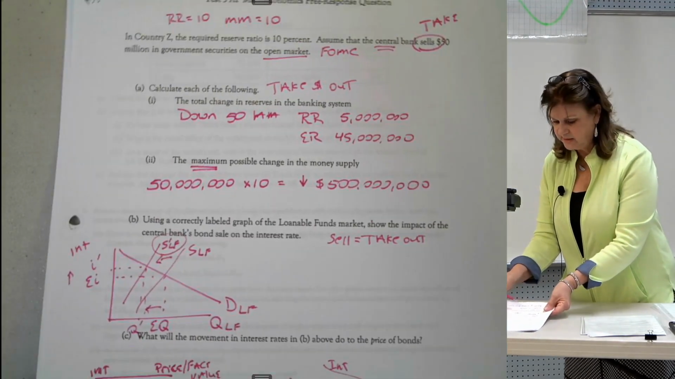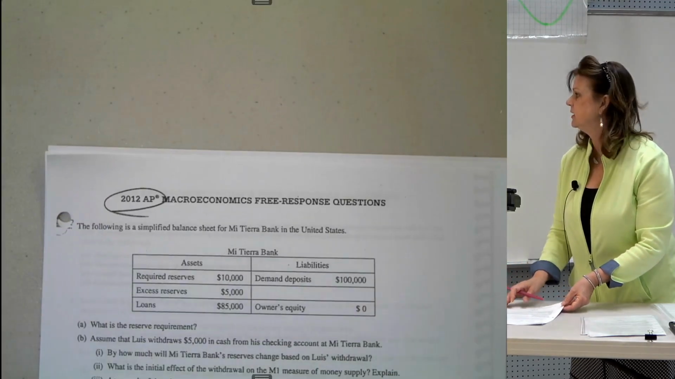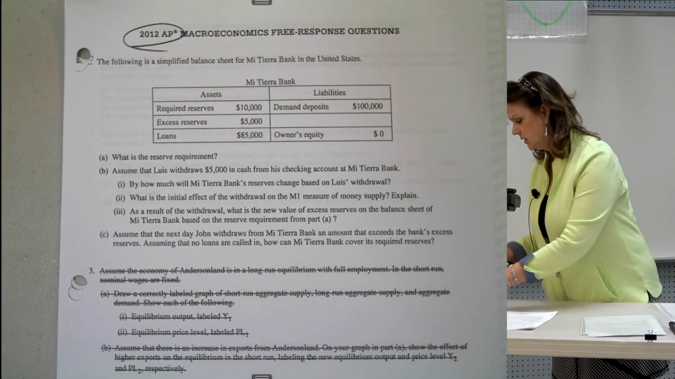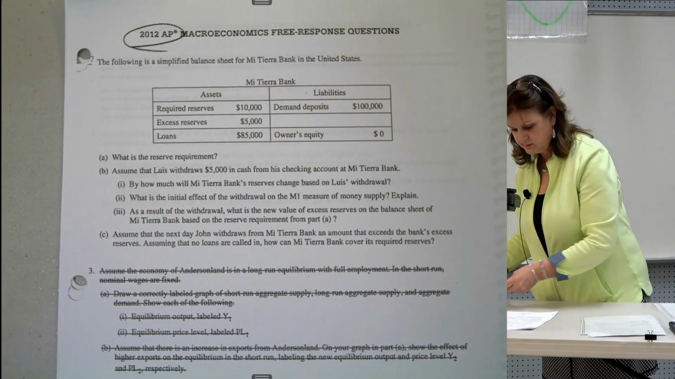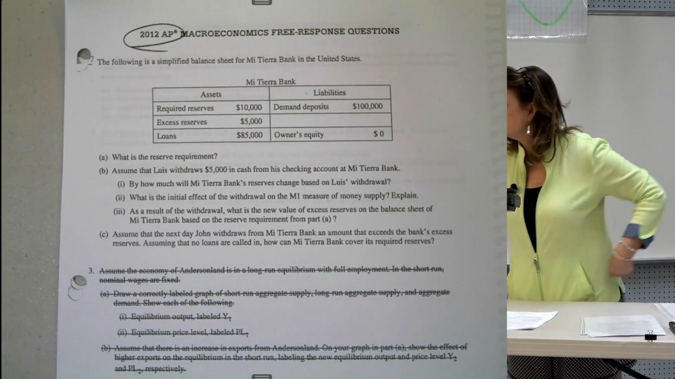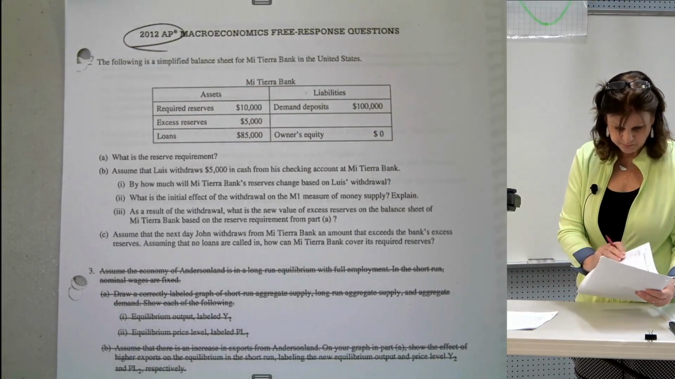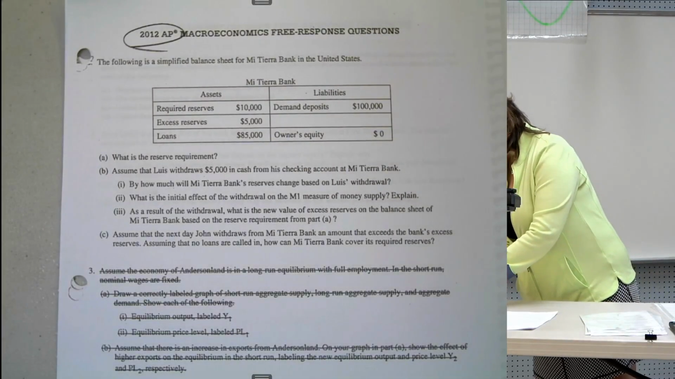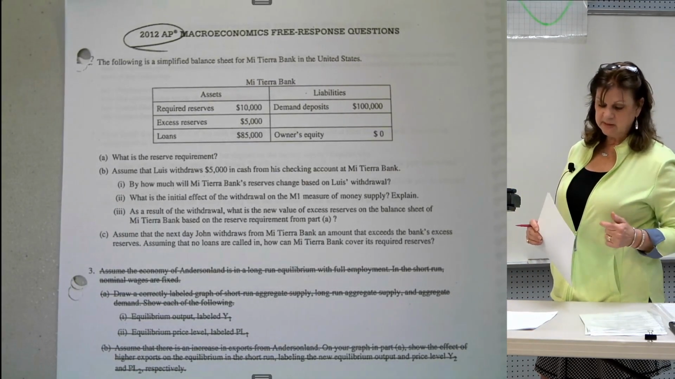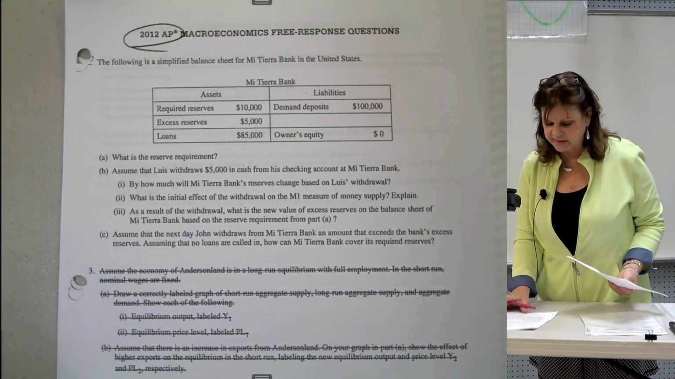So take out or turn to the 2012 Me-Tierra Bank. Actual AP question. They repeat this question frequently, some form of it. Let me get some paper. Okay, take a minute to read this. The following is a balance sheet for Me-Tierra, and of course it's simplified. They're not going to give you the whole 10K version of this.